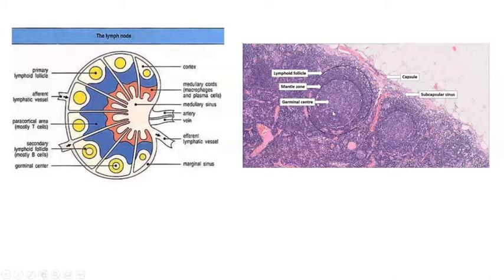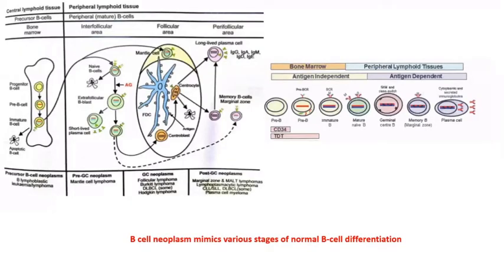So what are lymphomas? They actually mimic normal maturation of B cells. B cell lymphoma will mimic normal B cell differentiation and T cell lymphoma will mimic normal T cell differentiation. There are two types of lymphoid tissue: central lymphoid tissue, which is bone marrow, and peripheral lymphoid tissue, which includes lymphoid organs, lymph node, mucosal tissue, spleen. These are peripheral lymphoid tissue.